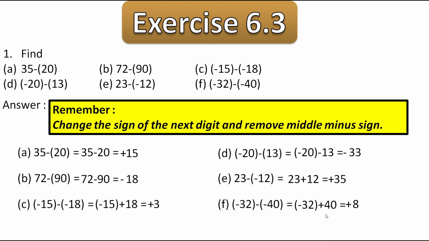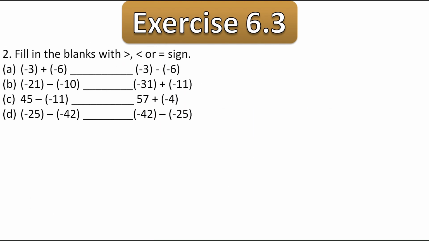Okay, now let's move to the next question. Here, fill in the blanks with these signs. First we have to solve this question, and then we will understand which sign will be the answer. This is the first one. Here there is no need to change the sign, because the middle sign is plus and both numbers have the same sign, therefore we add up. We got the answer 9, and the bigger number's sign is minus, so the answer gets a minus sign. Okay, now let's solve this one.